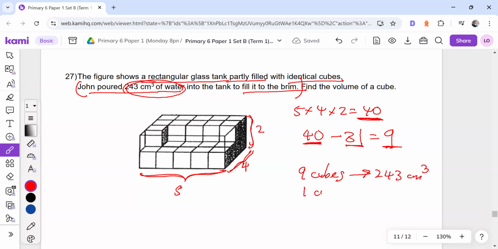So now can you find the volume of 1 cube? So you divide. 243 divided by 9, and your answer is 27. So the volume of a cube is 27 cm cube.